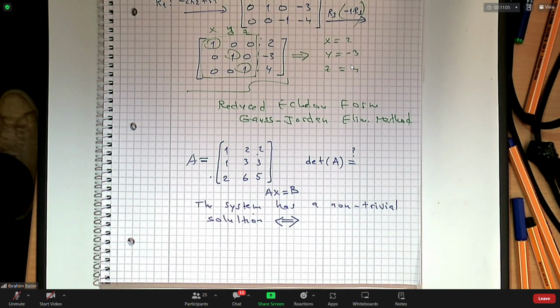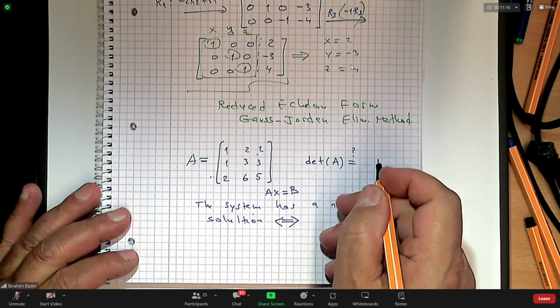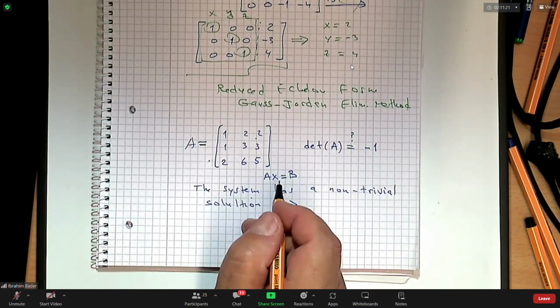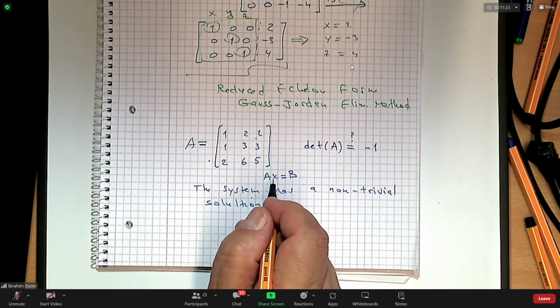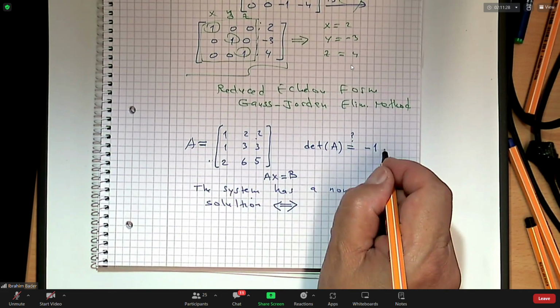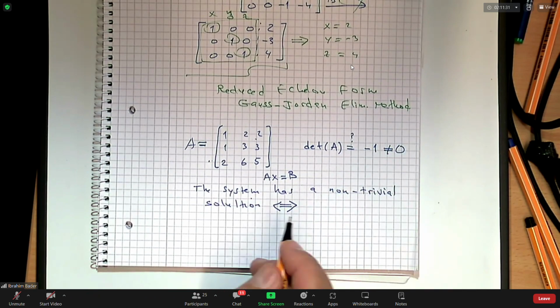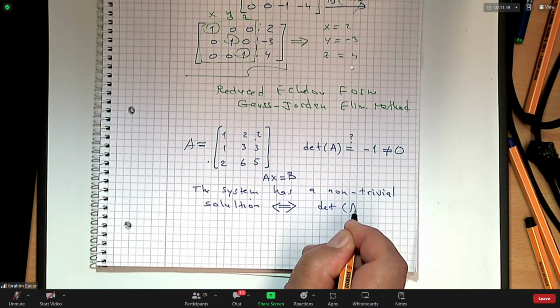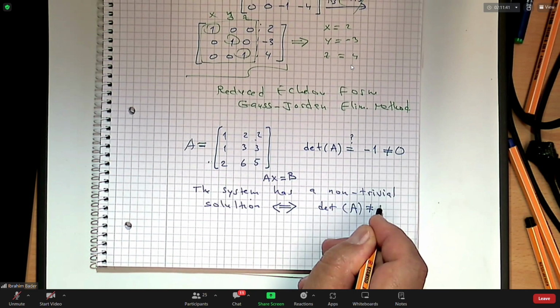So what did you get? -1. What did you get? -1. Okay, so it's -1. Now, why is this important? If you have a linear system in the matrix form, where A is the square matrix that contains the coefficients, and its determinant is not equal to 0, that means that the linear system has a non-trivial solution. And this is an important piece of information.